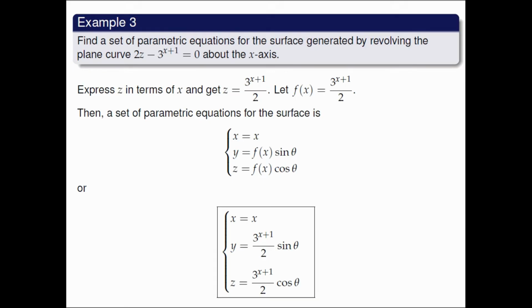We are now done with this example, and we are now finished with part 4 of the discussion. If you have any questions, you may ask your teacher. There is still part 5 of the discussion on parametric surfaces in the next video.